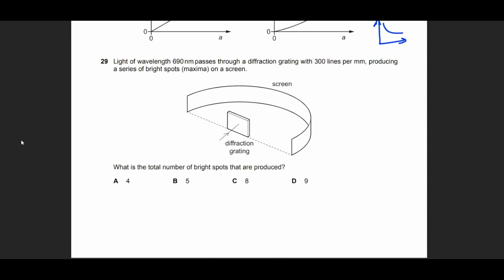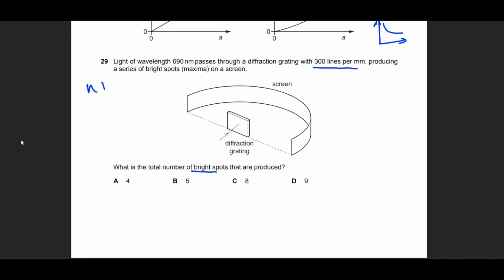Question number 29, a good question in terms of diffraction grating, and it revises a lot of concepts that we've done before, and how to put this number as a quick reference in the equation. Let's try to do that. He's asking you the maximum number, or the total number, of bright spots. So he's primarily asking how many maxima are going to be produced.